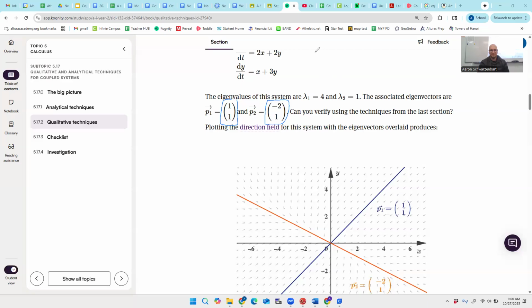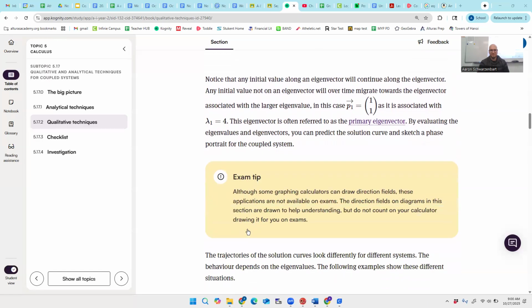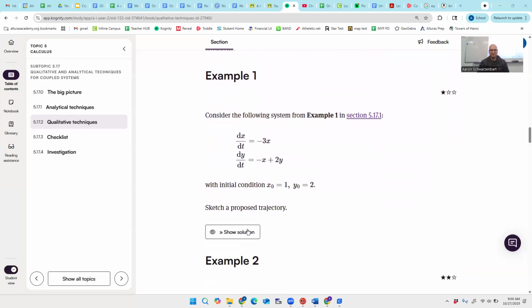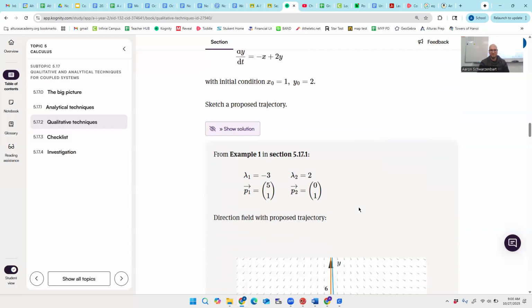So I'll show you an example here, okay? And then I'll show you, remember the method we used last Thursday with the sequences? That sequence thing that with your calculator will trace out essentially the phase diagram in dots. So here we've got this. Okay, sketch a proposed trajectory. I think we already did this one. We had these eigenvalues and these eigenvectors.